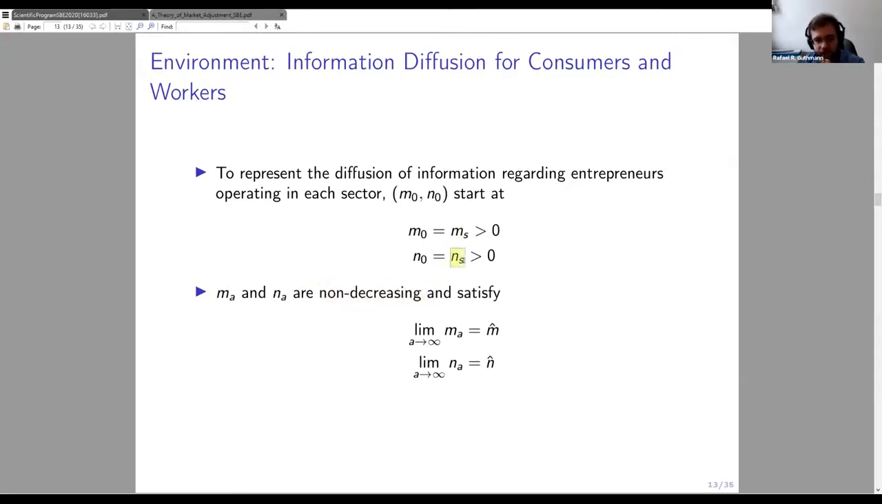So we start with these parameters, starting levels m_s and n_s. And when you take a to infinity, they will converge to m hat and n hat. And then they are assumed to be weakly greater than m_s and n_s, to represent the idea that the longer an entrepreneur is operating in a sector, more consumers and more workers will have access to that entrepreneur. It is that the firms that are older are more well known than the firms which are younger.